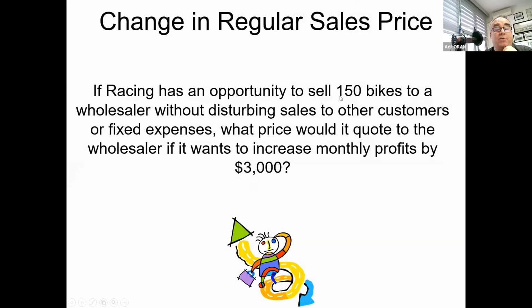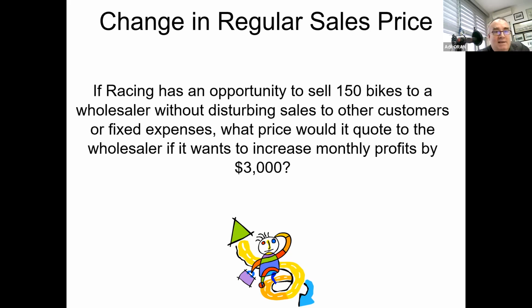If Racing has an opportunity to sell 150 bikes to a wholesaler without disturbing sales to other customers or fixed expenses, what price would it quote to the wholesaler if it wants to increase monthly profits by 3,000? So this is a combination, and it's interesting. This person is going to take these bicycles maybe to another city or to another country, so it's not going to affect your existing sales. So that part of the business remains the same, but they want to buy 150 bicycles and take these away and sell them in another market, and it doesn't bother you.